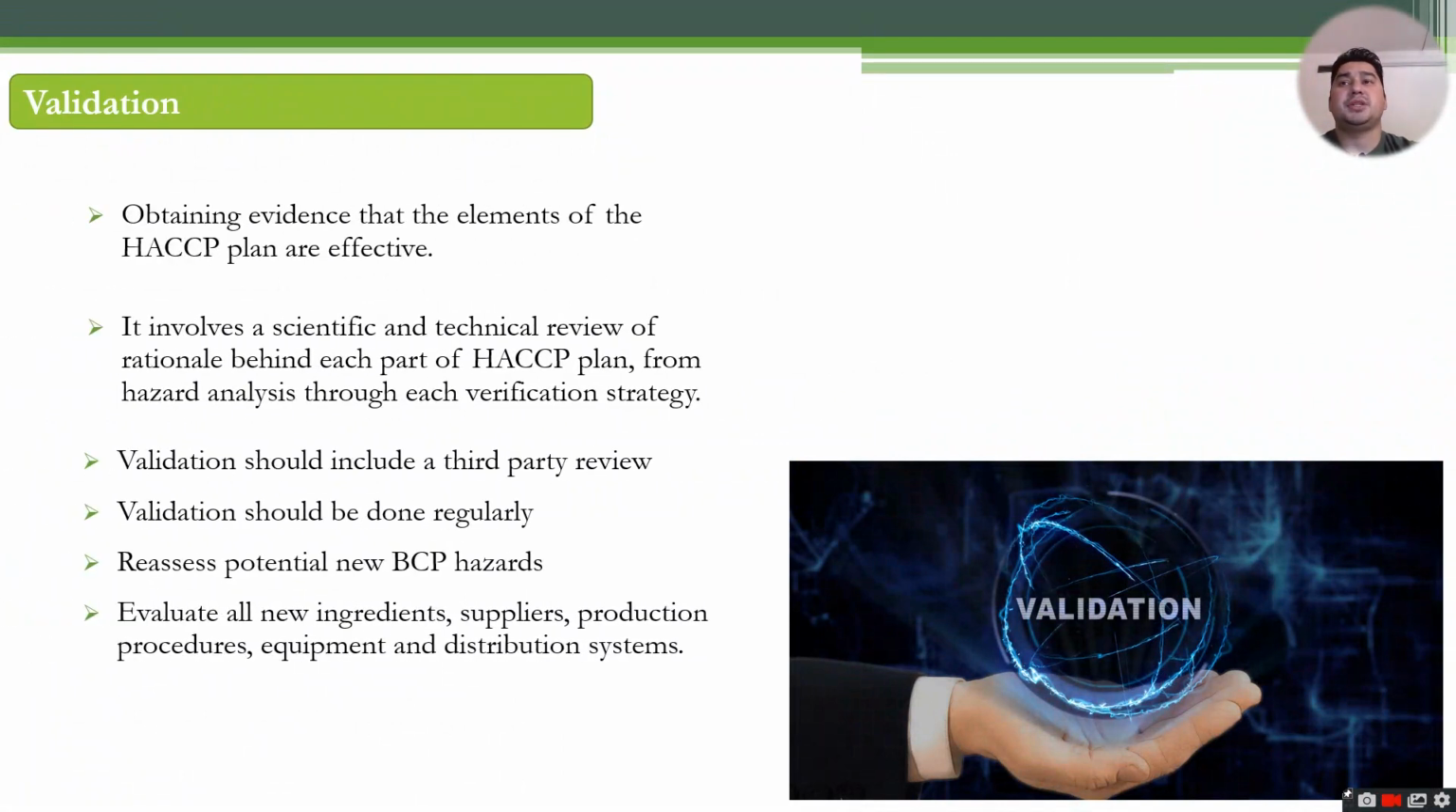After that, we have the validation. Obtaining evidence that the elements of the HACCP plan are effective. It involves a scientific and technical review of the rationale behind each part of the HACCP plan, from hazard analysis to each verification strategy. Validation should include a third-party review. Validation should be done regularly. Reassess potentially new biological, chemical, and physical hazards.